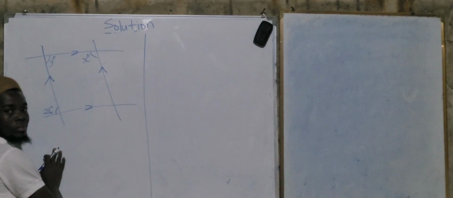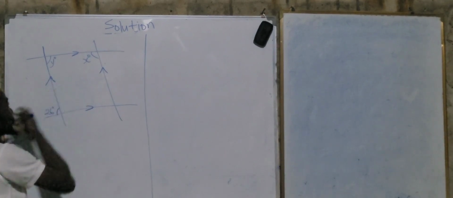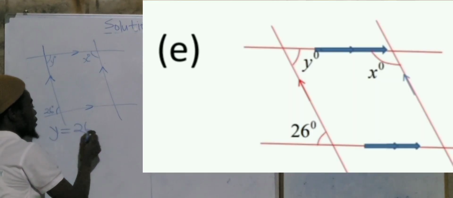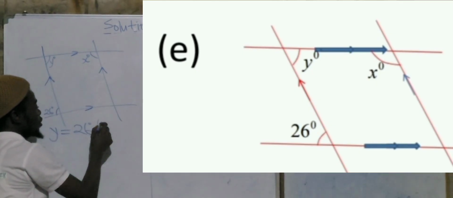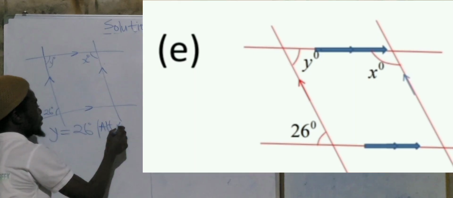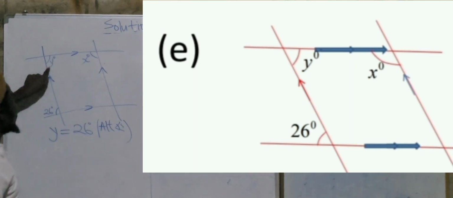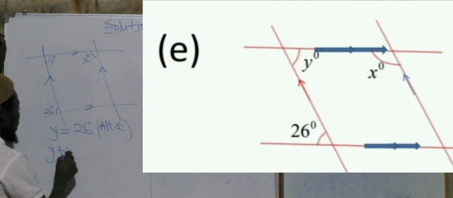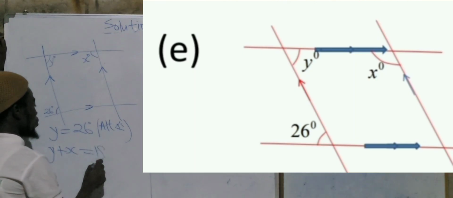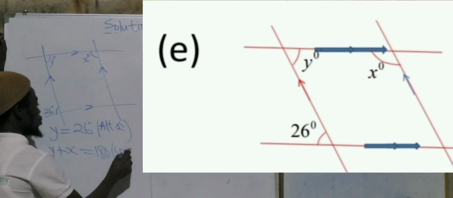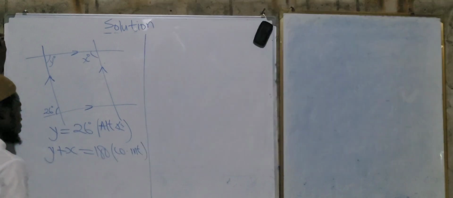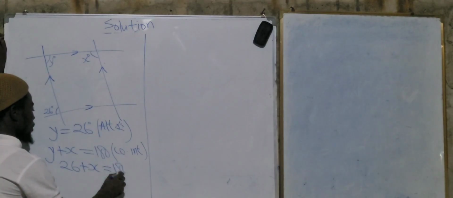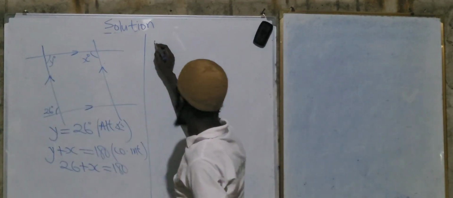Alternate. Okay, now we go. Now if you look at this guy, Y here is equal to 26 degrees, using alternate angles, right? And look at this guy, they are all co-interior angles, right? So we know it is y plus x is equal to 180. Reason here, co-interior. Now what is y? Y is 26 here plus x is now equal to 180. Are we alright? So therefore, let's make x the subject here.